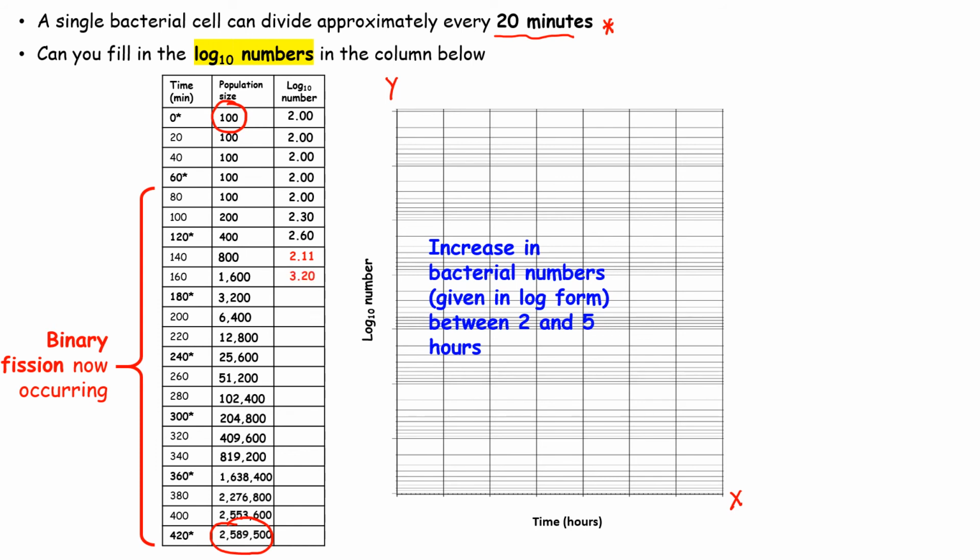So we're going to convert these bigger numbers into a log number. So it's just log of that big number. And then we can see that the final value will be 6.41. So now we've got log numbers where the minimum value in the data set is 2 and the maximum value in the data set is 6.41. And then we can plot these on the log scale on the y-axis.